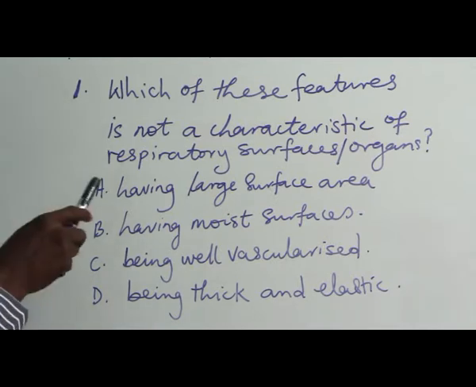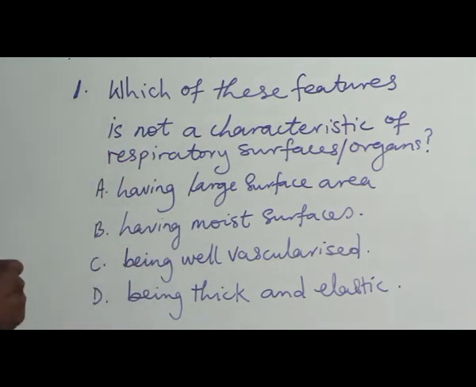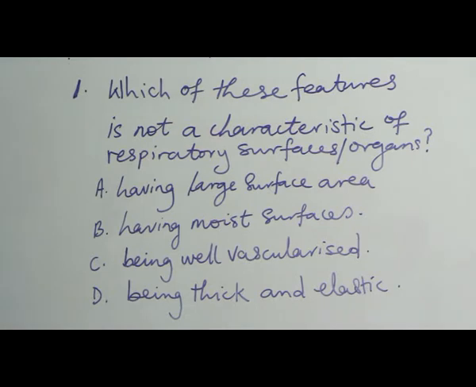Now, respiratory surfaces or organs are different in different organisms. In man, frog and birds, there are lungs. There are other organisms that use gills. Plants use stomata on their leaves or lenticels on the stem. Then the insects may use spiracles and so on. Those are respiratory surfaces. What is common to them?